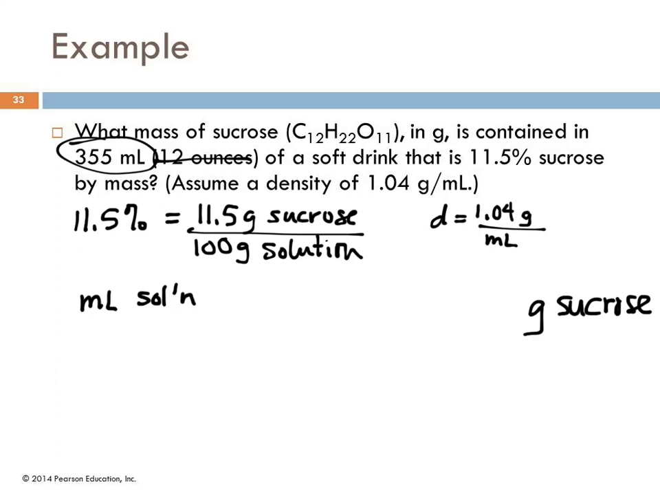So then I'm going to look at what I have available. Well, I want to get rid of milliliters, so I could use the density to find grams. That's going to be grams of what? Solution or solute? Or solvent? It's going to be the solution, right? So I can go to grams of solution. And then this one relates grams of sucrose to grams of solution. So once I get there, I can go over here. You guys okay with that?